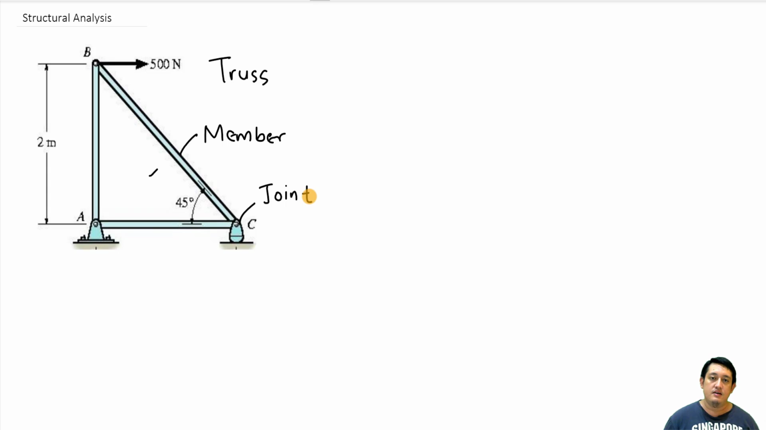Before we proceed on how to calculate the force inside the member, we need to understand that inside this member, two kinds of reaction can happen, which is compression or tension. Only these two. So what is compression? Compression, this one.